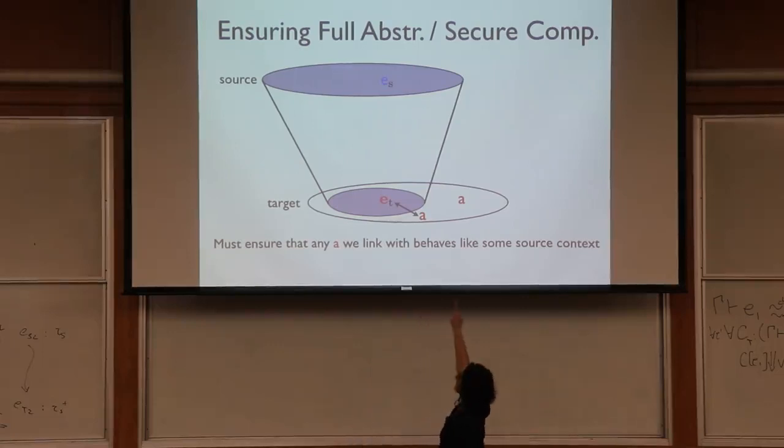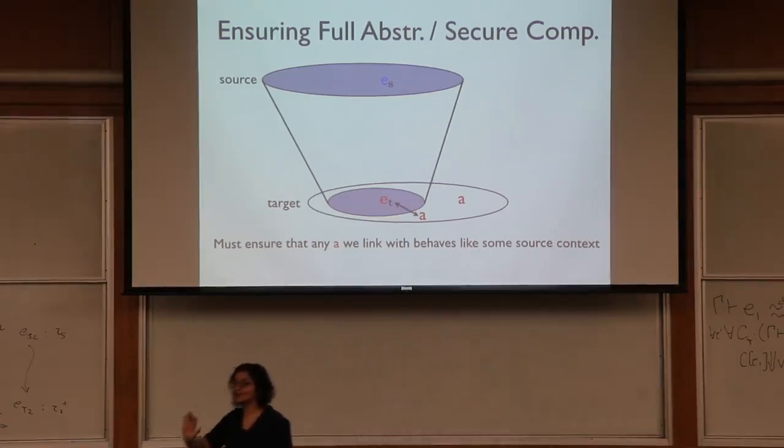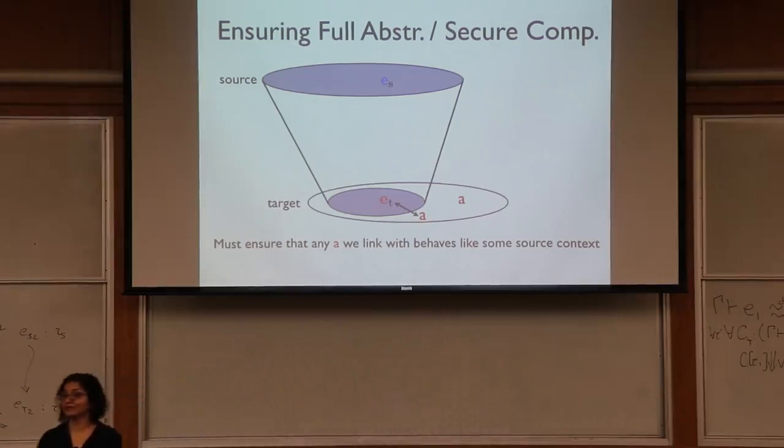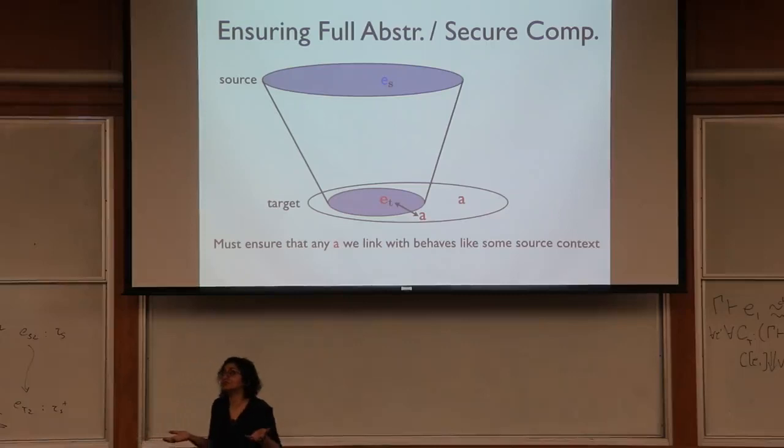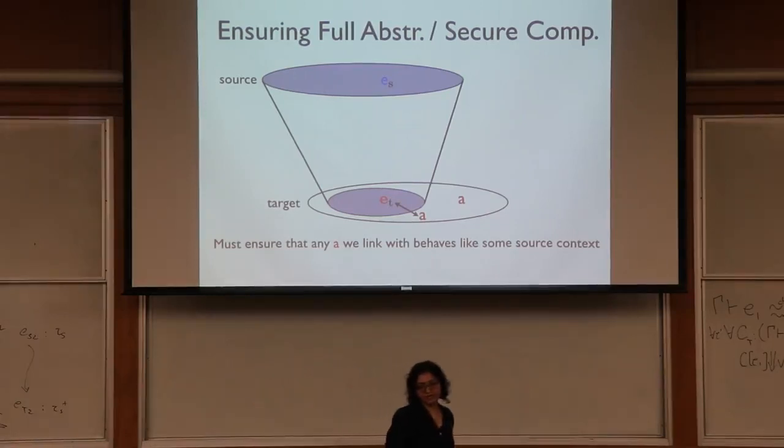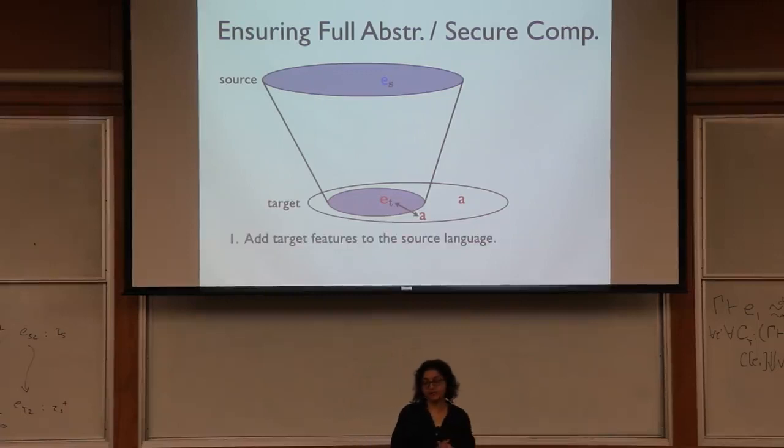Okay, so that is syntactic, and now I'm linking with some code that did not come from the compiler. All right, and the issue is that some of this code, even though it did not come from the compiler, could be behaving as if some source code would have. Whereas there might be some code that behaves in ways that some source code cannot. Right? So we have to make sure that any A that we link with behaves like some sort of source context. So how can we do that?